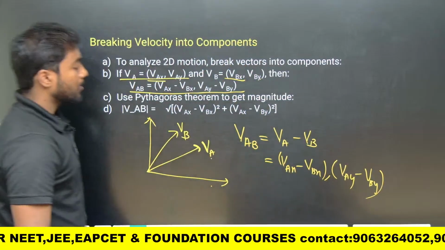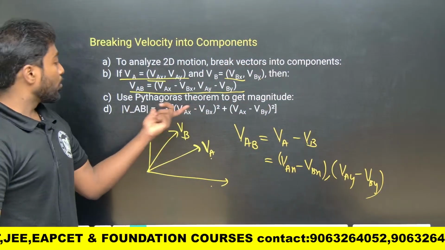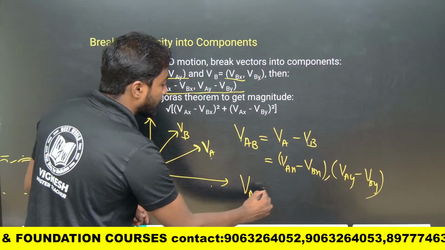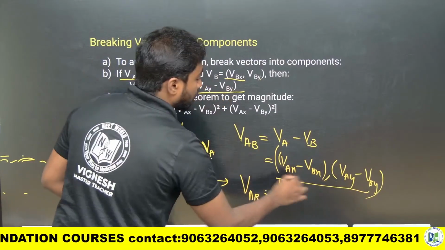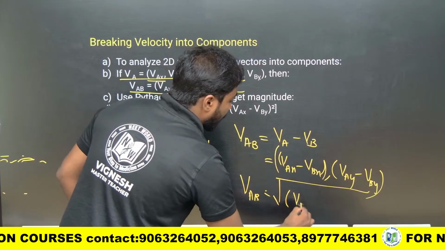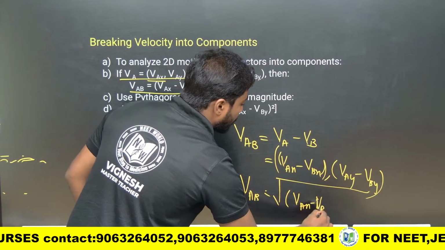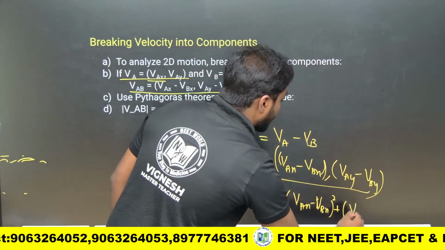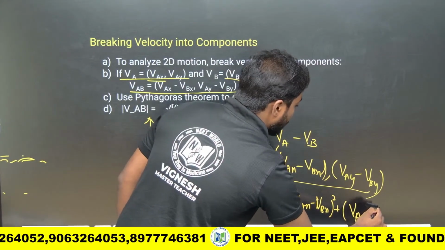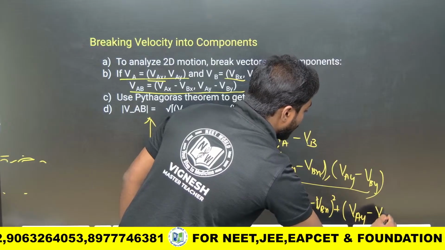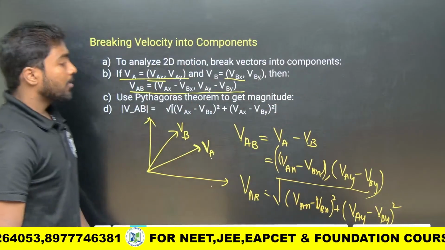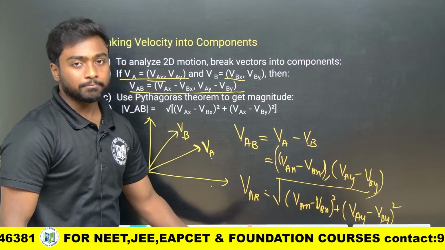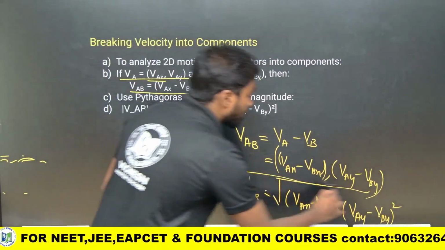That's it. If we want to find the final answer, that resultant velocity will be the square root of velocity of AX minus velocity of BX, the whole square, plus velocity of AY minus velocity of BY, the whole square. We will get the velocity of A with respect to B. Okay, this is the final thing.